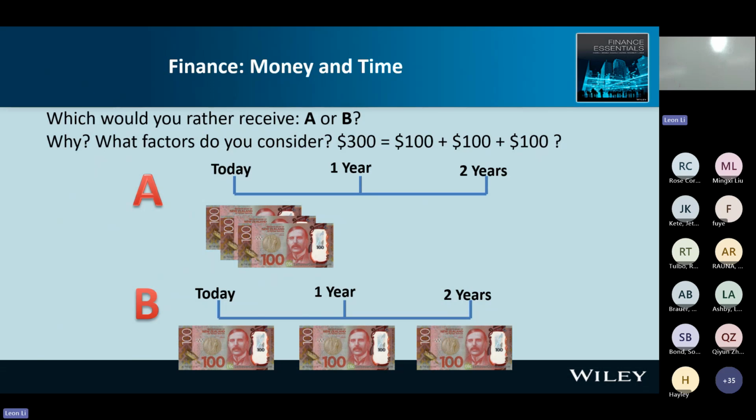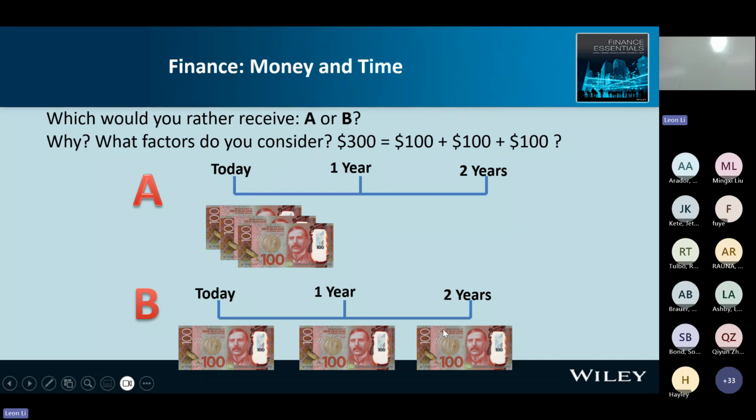So next slide, we give you an example. So here we have two offers. So think about this example. I give you two offers. Offer A, you will receive $300 today. This is offer A. Offer B, we spread out the $300 for 3 years. So today 100, year one 100, year two another $100.